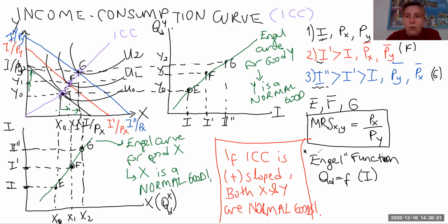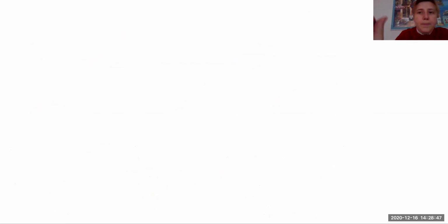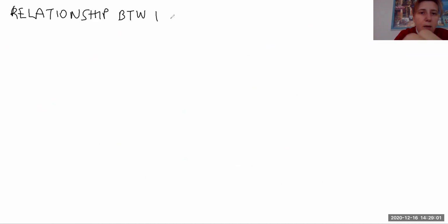So what is the alternative? If the income consumption curve is positively sloped, then it could possibly be negatively sloped in some cases. Let's see how it's negatively sloped now. And let's say the relationship between the income consumption curve and income elasticity. Let's say income and elasticity of income.